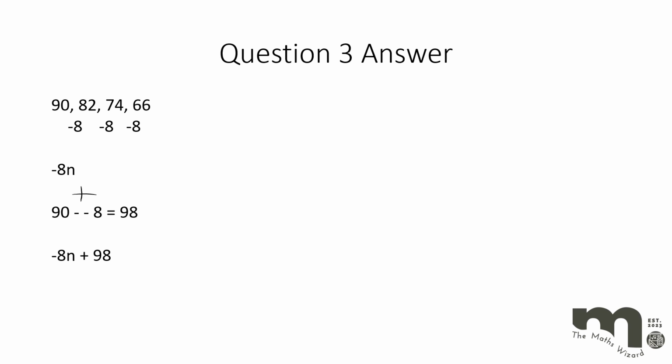Now all we've got to do is write that on the end of our expression. So it will be minus 8n add 98, or alternatively, we can write it this way: 98 minus 8n. Either one of those would be accepted as a valid answer.